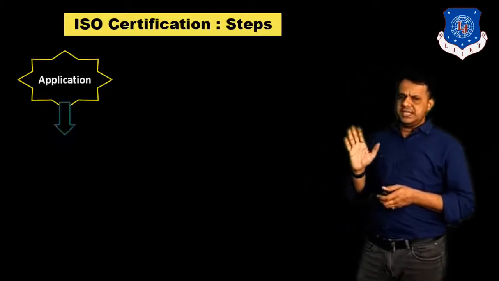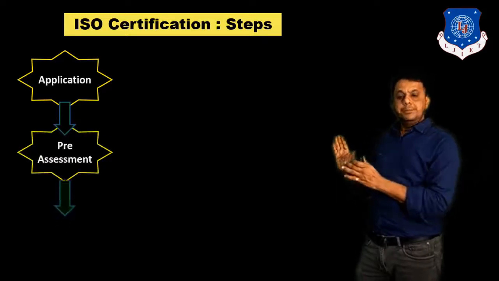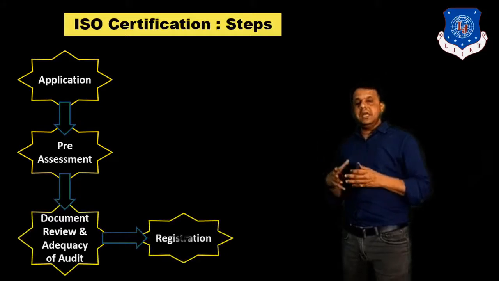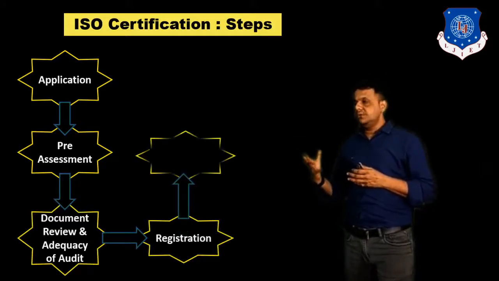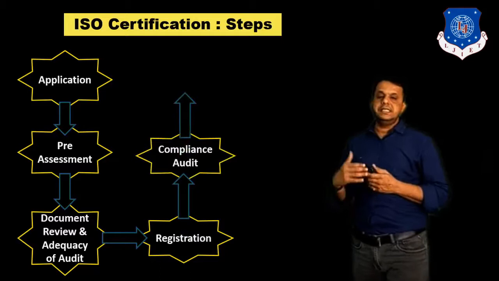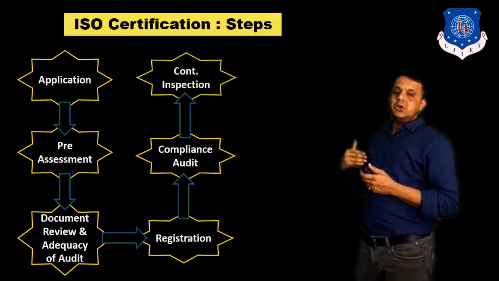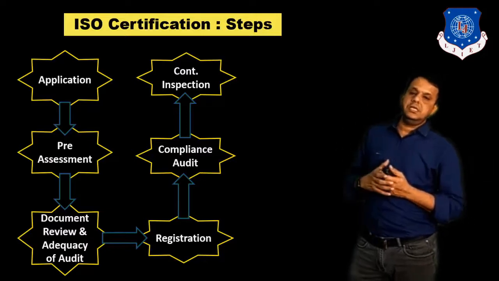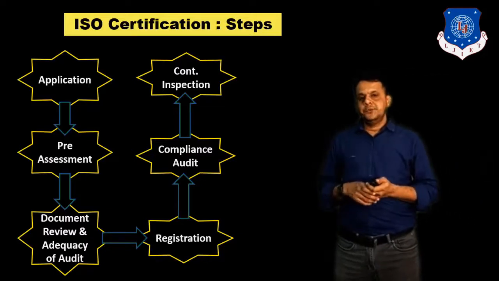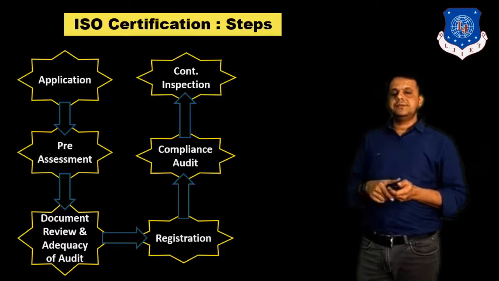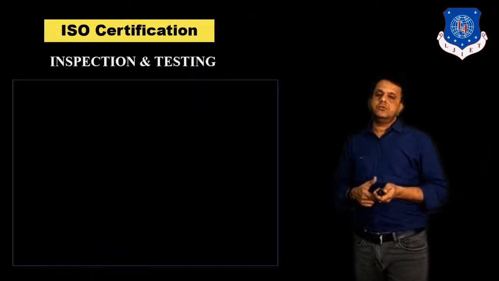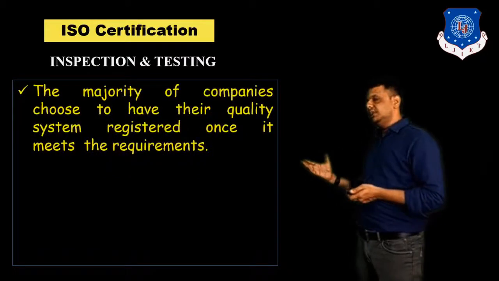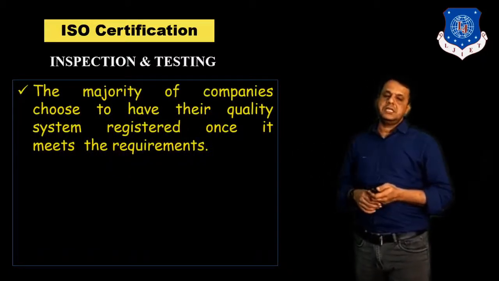Now the steps. First of all, application, then pre-assessment, then document review and adequacy of the audit, like how much audit can be done, and then registration, then compliance audit and continuous inspection. So these are all the steps to be followed once we go for the ISO certification.